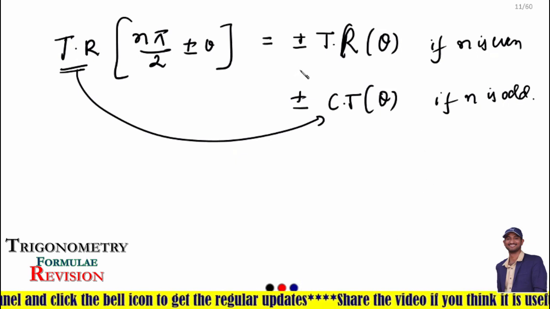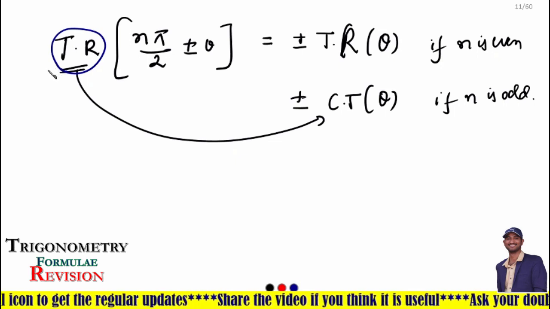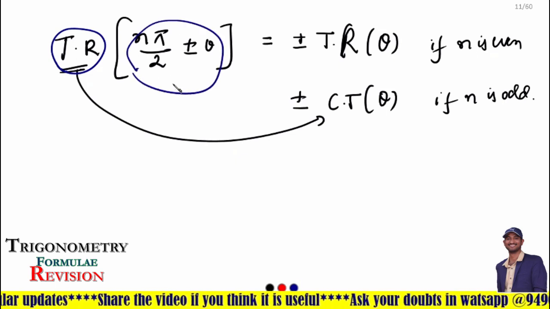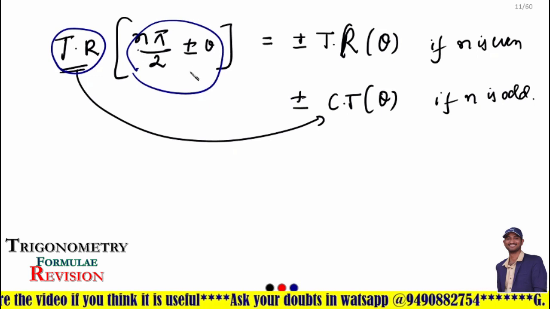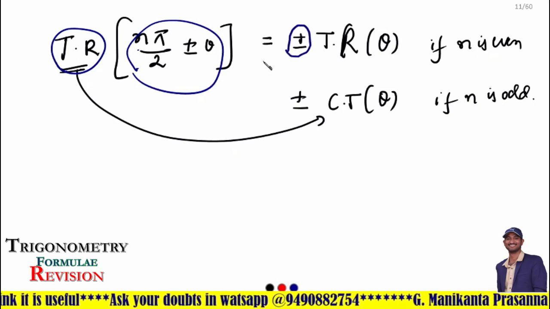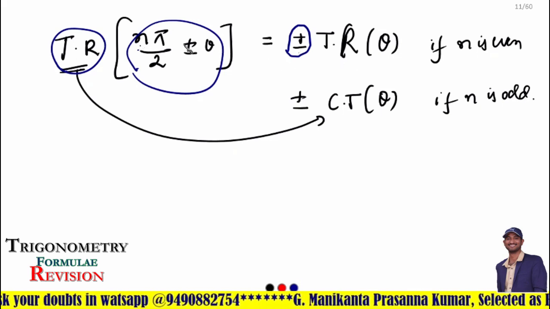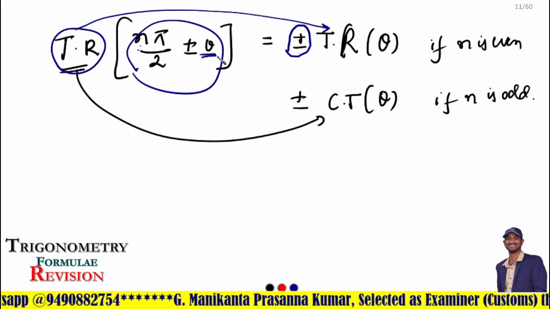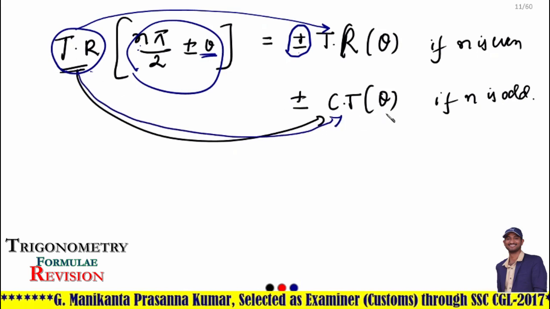That's it. So please remember, whether it is sine, cos, secant, tan, cot, cosecant, whatever it may be, of some angle, and if that angle can be written as n pi by 2 plus or minus theta, where n is a natural number, then it is equal to plus or minus, this plus or minus being based on the quadrant in which the angle lies. If n is even, you have to take the same trigonometric ratio of this angle. If n is odd, then you have to take its complementary trigonometric ratio of theta.